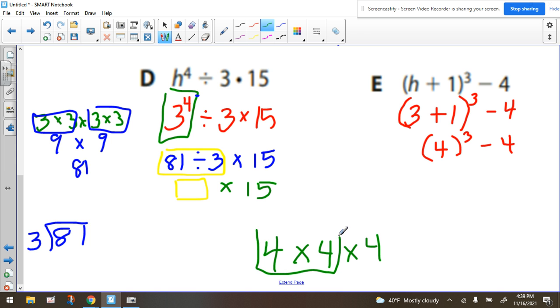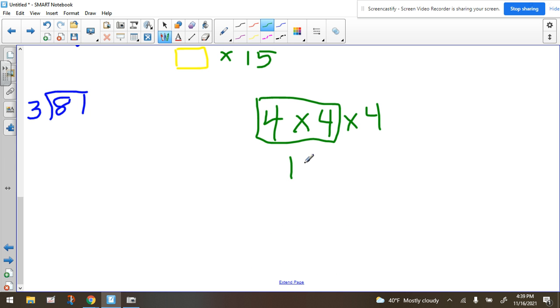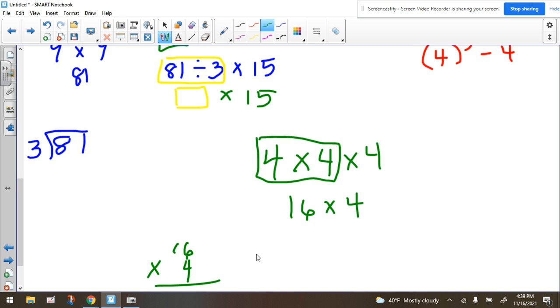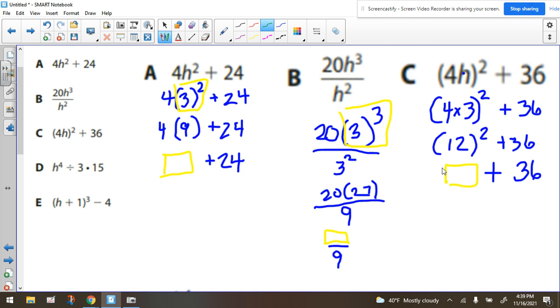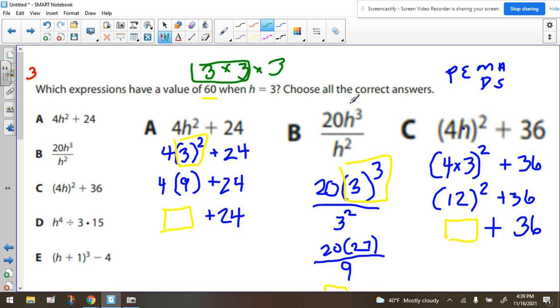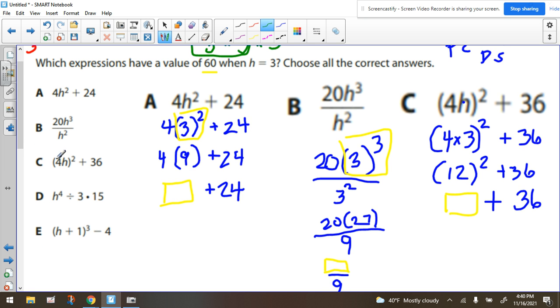So just 4 times 4 is equal to 16. So you have to find 16 times 4. Perhaps just setting it up with the standard algorithm like this will work. So whatever you get, you're going to put that number in this box, and you're going to subtract 4 from it and see if that equals 60. All right, so it says choose all the correct answers. So I'm just going to give you a heads up. There's more than one right answer. There's more than one of these that will equal 60.